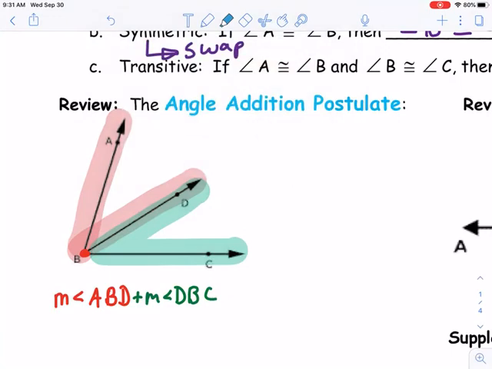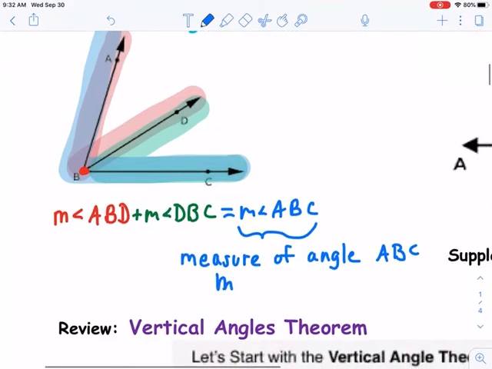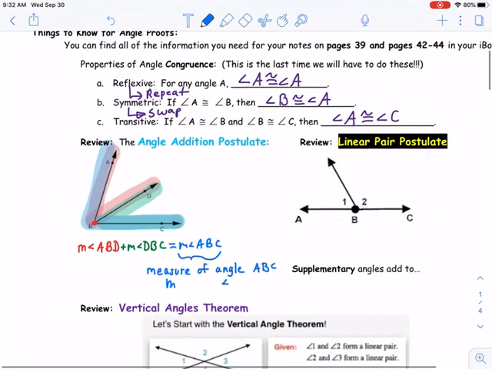Then it's equal to the whole thing. It's equal to the measure of angle ABC. All right, that's the angle addition postulate. And just to review, what does this notation read? Measure of angle ABC. Measure, we just write M. Angle, we draw a little angle. So that's what that means. All right, so that's the angle addition postulate. We're allowed to add 2 smaller angles to equal the whole thing.